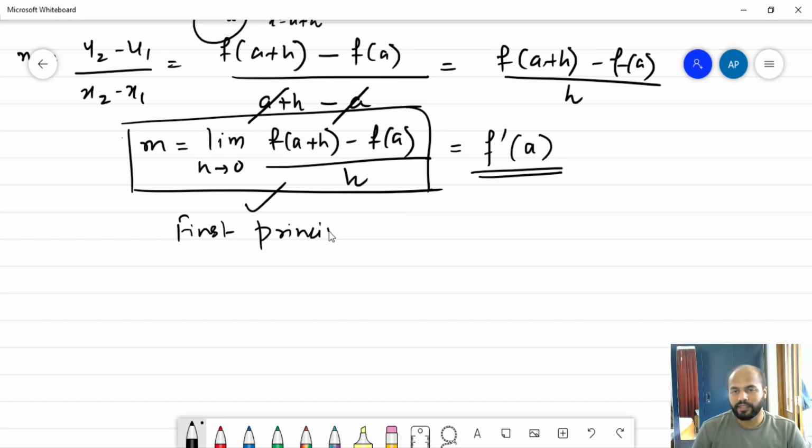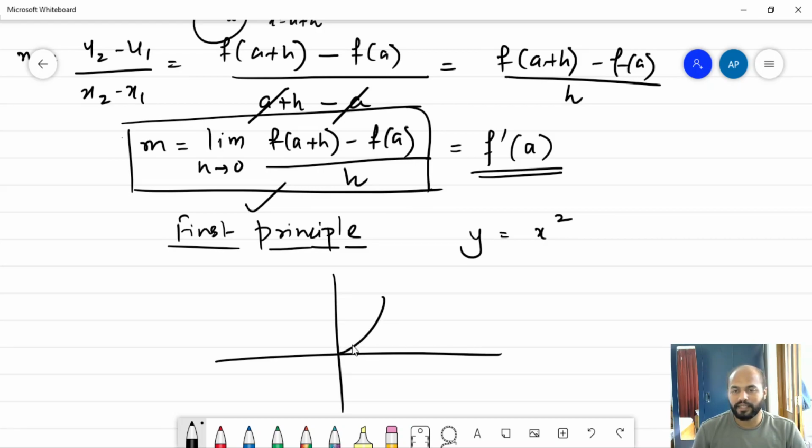Now using this principle, we are going to solve some problems and find out derivatives of certain functions. Derivative basically is actually rate of change of y with respect to x. That is what we are finding. So if some curve is given, y is equal to x square, we know that y is equal to x square is a parabola.